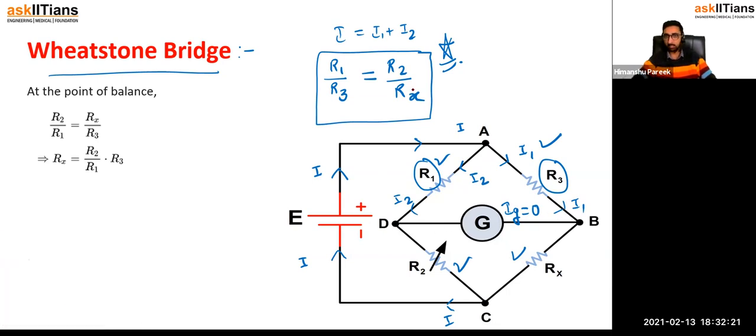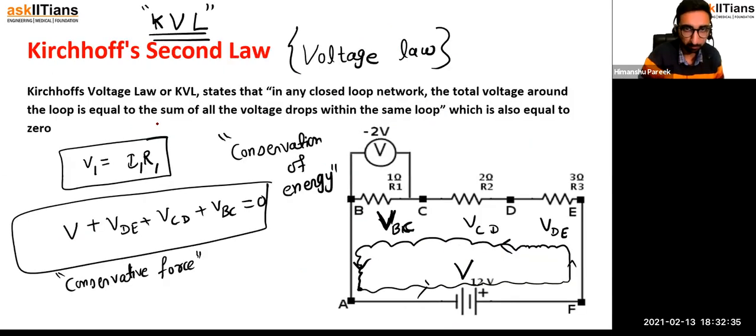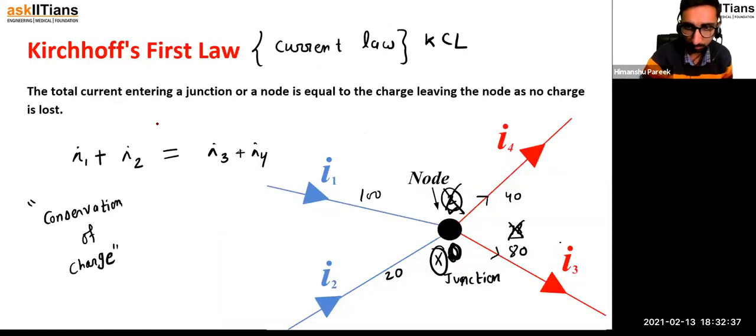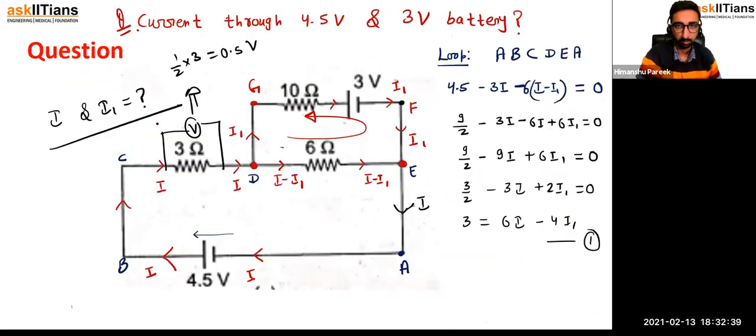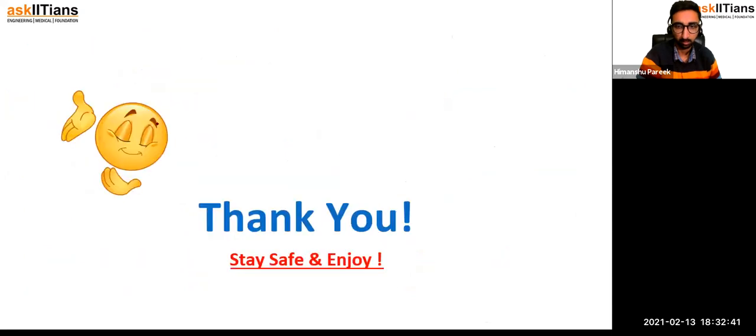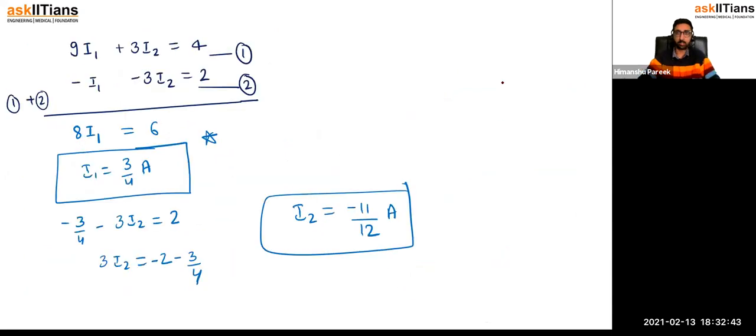So basically, the condition must be true. This two ratio must be equal to this two ratio. So across this one, current will be 0. So what will be the advantage of that? Let me show you one with one numerical. Let's see if we have space there. Yeah, I can make one numerical here.